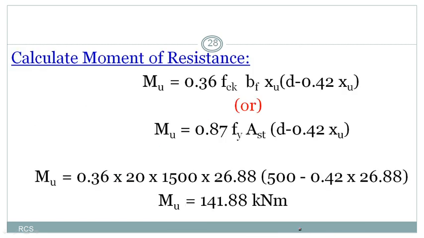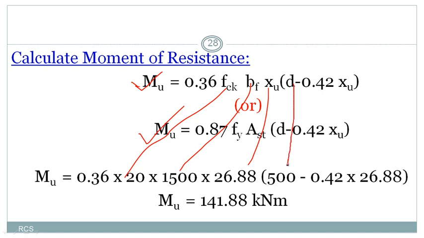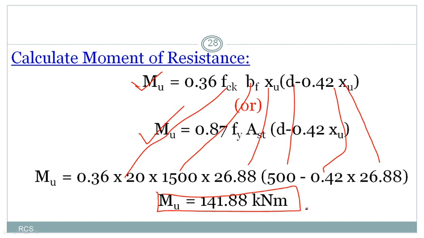Then calculate the moment of resistance for this. We can calculate with respect to the tension zone or the compression zone. Here I am calculating with respect to the compression zone. So fck is 20, bf is given to you, that is 1500, xu is 26.88 and d is 500, and 0.36 and 0.42 are given in the problem, xu equal to 26.88. The moment of resistance we get is 141.88 kilonewton meter.